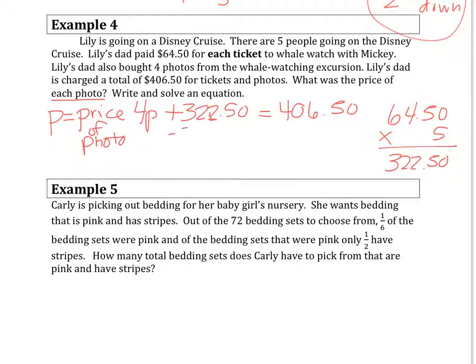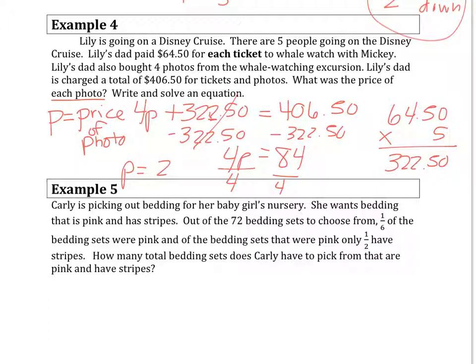Now we're going to solve the equation. We're going to subtract the $322.50 from both sides. And let's see, I get to use my calculator, which is nice. Like I said, you can do that. It just makes things a little bit quicker. So $84 for the 4 photos. Divide by 4. Each photo is going to be $21.